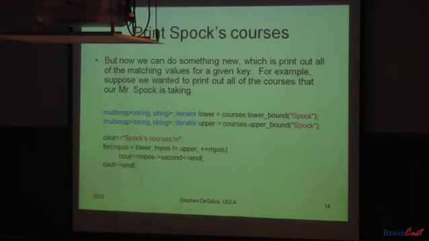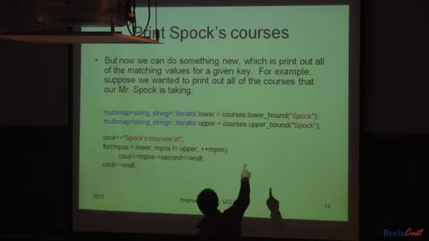All right, now this is where things get more fun. Because if you have a multimap, you might want to print out all of the values in your multimap that have the same key. So you might want to print out all of Spock's courses. So you don't just want to find Spock, you want to find the first pair with Spock in it, and then one after the last pair with Spock in it. That's how the iterators work, right? They work in pairs.